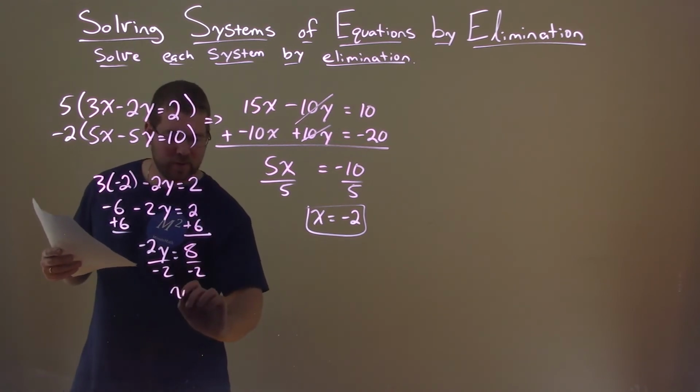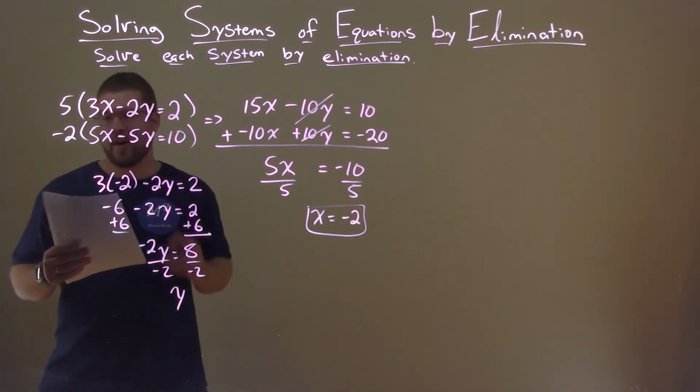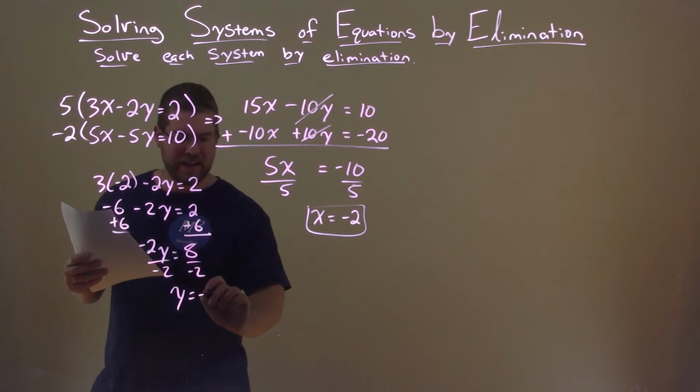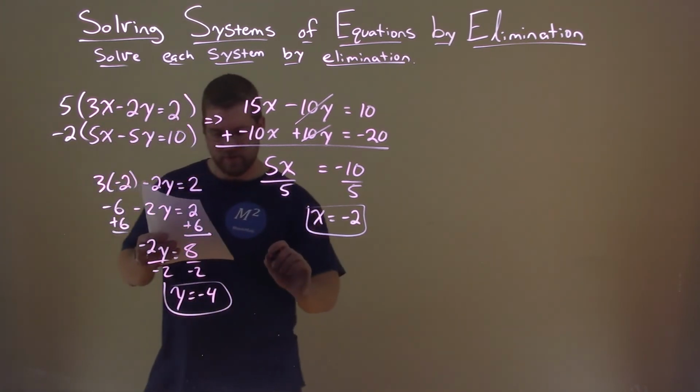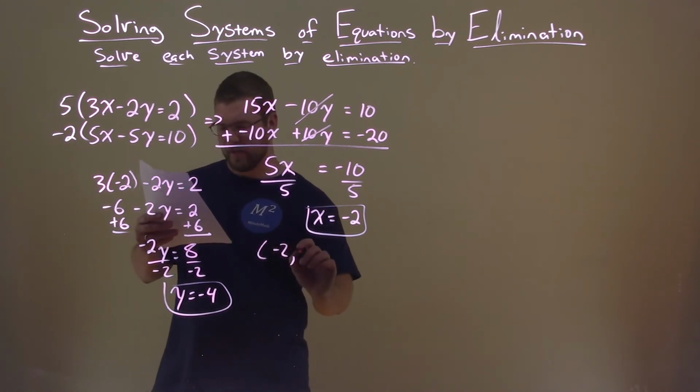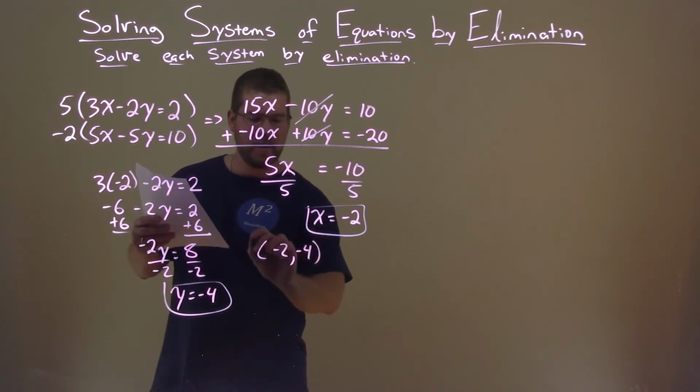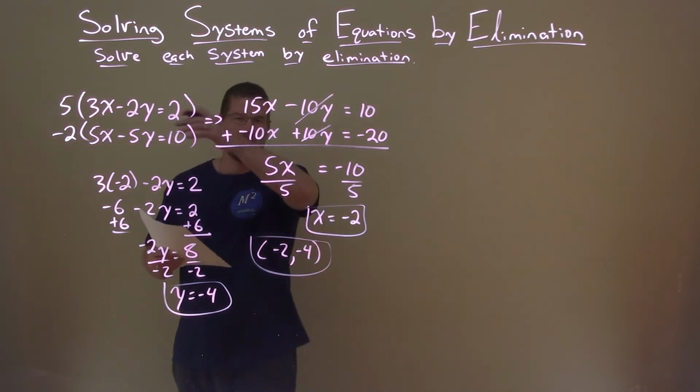And we got y by itself. 8 divided by negative 2 is a negative 4. So y is negative 4 here. X is a negative 2. Let's write that as a coordinate point. Negative 2, comma, negative 4. And there we have it. We have our final answer.